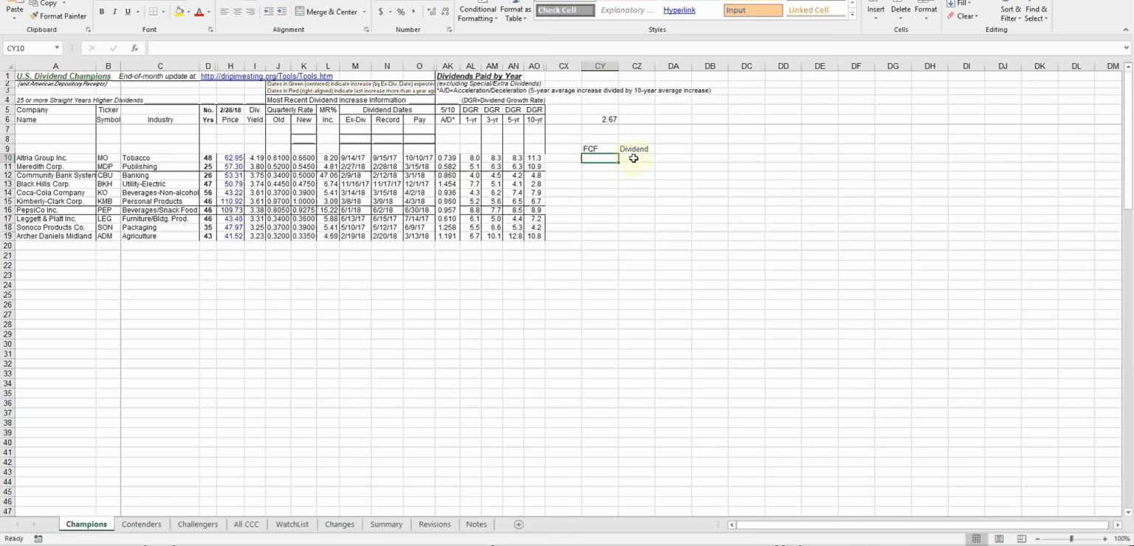covers the dividend. So what I'll be doing is I'll be dividing the dividend by the free cash flow, and I want this figure here to be under 75, preferably under 70%. So let's have a look at this group alt here.